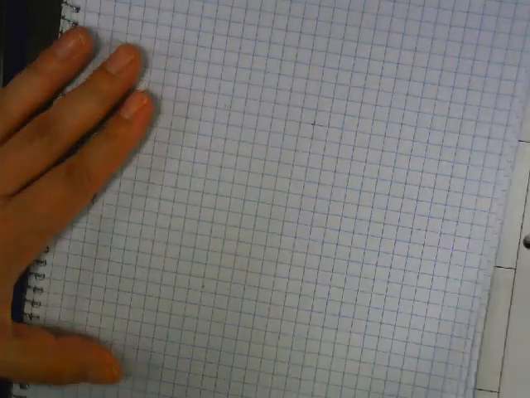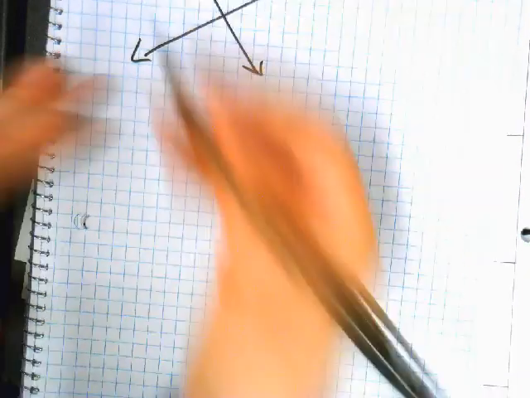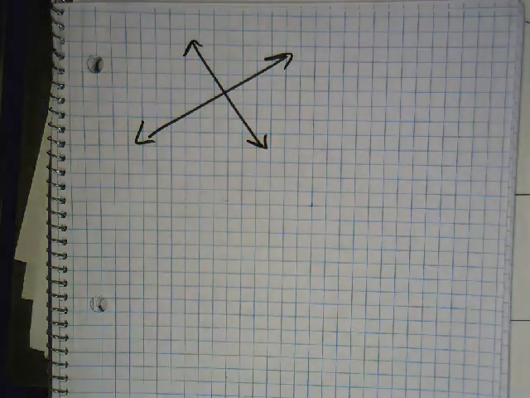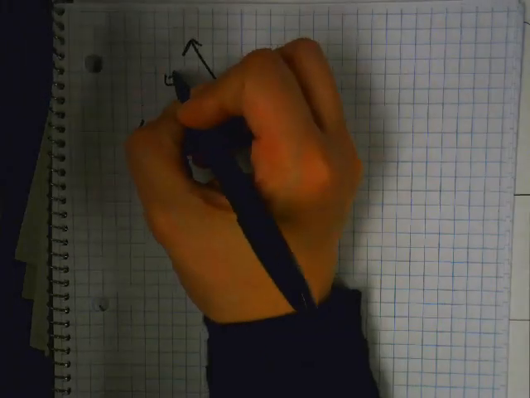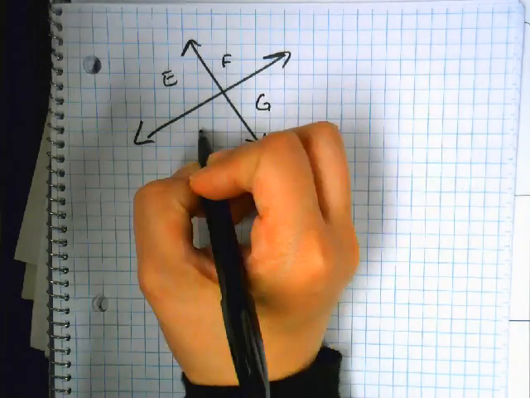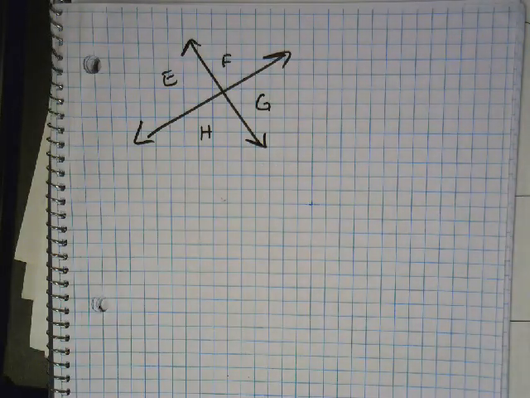So we'll do one more. I have two intersecting lines here. Two intersecting lines, A, B, C, D, E, F, G, H. Does it matter if I drop it? Ish.